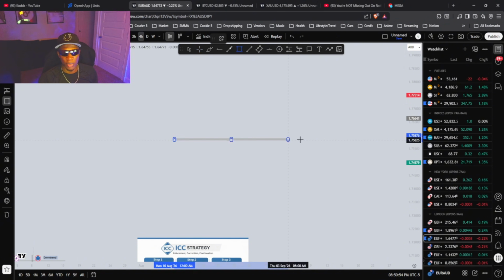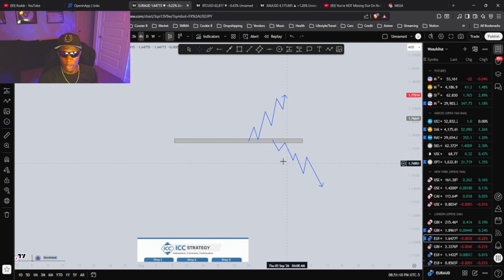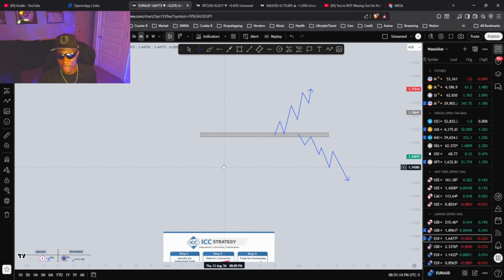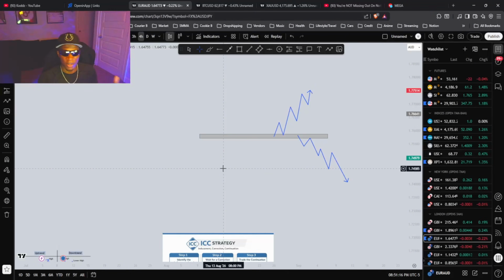So let's say you have a support, resistance, supply, demand, don't really care what you call it. It will look something like this: an indication, a correction, and a continuation. On the downside, it will look something like this: an indication, correction, continuation. Most people call it swing highs, swing lows, higher highs, higher lows. I don't really care what you call it. Just to simplify it for you, it's called ICC.